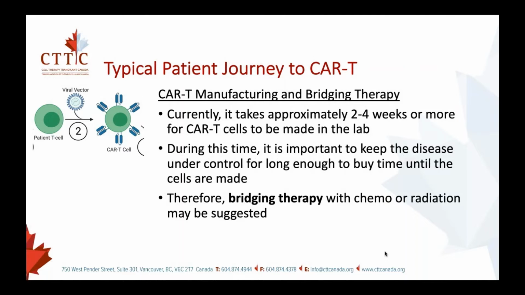So during this time, from the patient perspective, the most important thing to do is to really keep the disease under control for long enough to buy time until these cells are made and until we can give them into the patient. Therefore, bridging therapy with some sort of chemotherapy or radiation may be suggested by the CAR T cell expert or your hematologist oncologist. And the reason for this, as I mentioned, is to really keep things under control, to give you those weeks so that we can actually get the cells into your body.